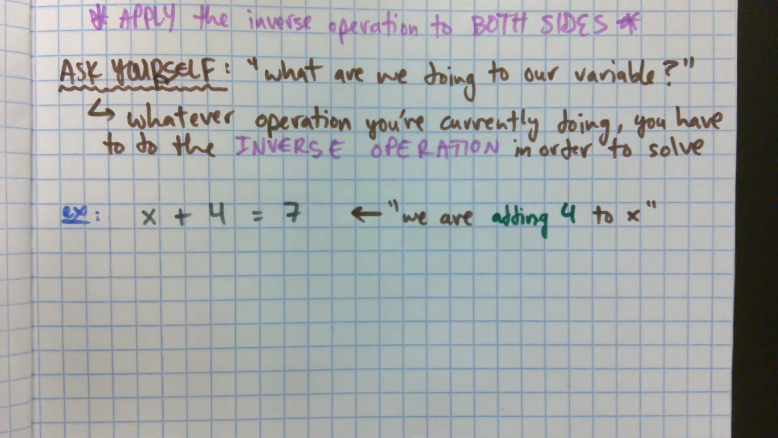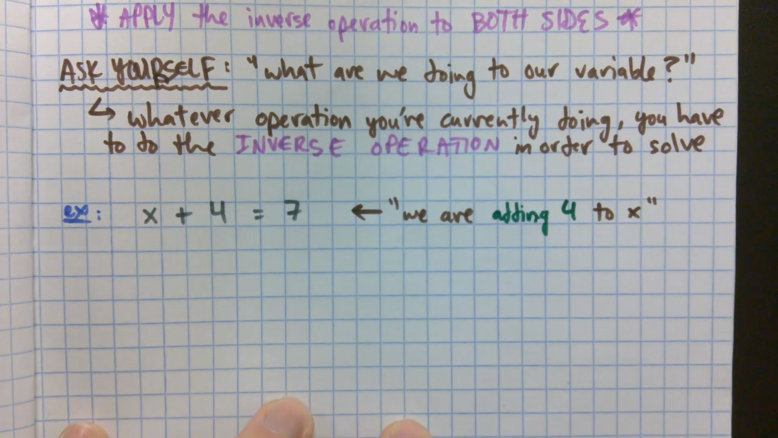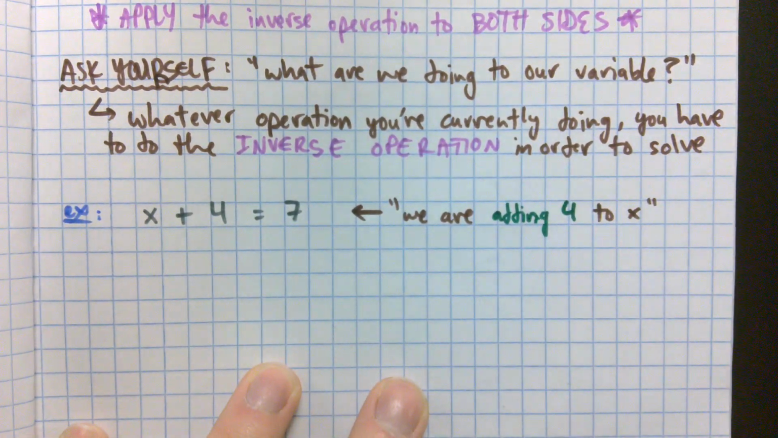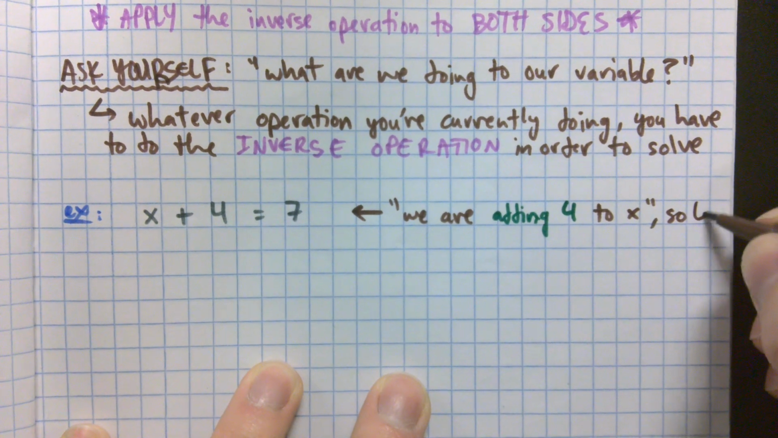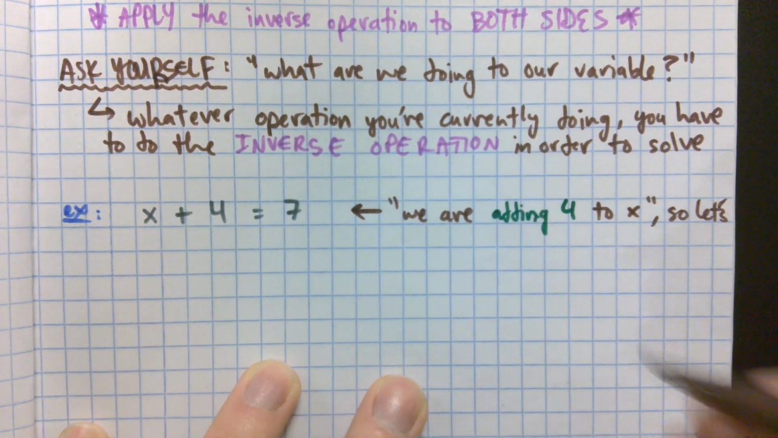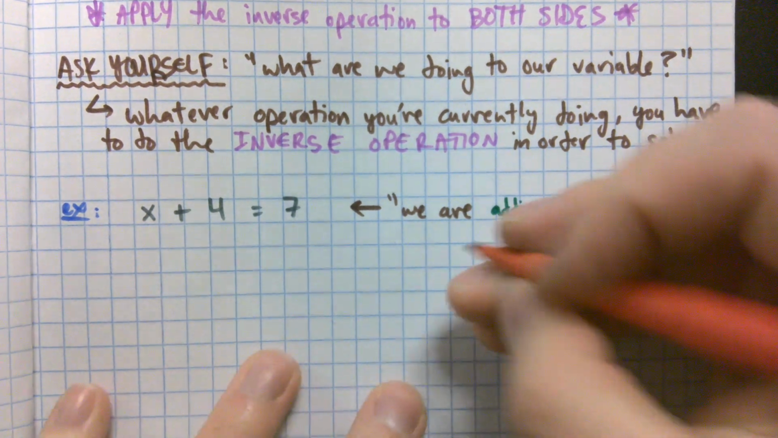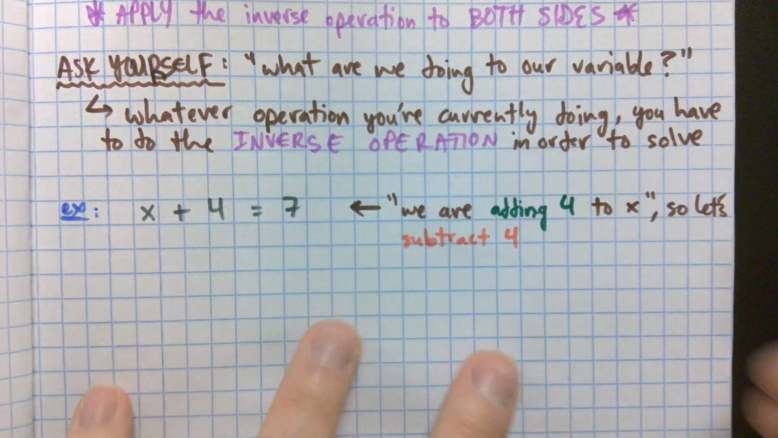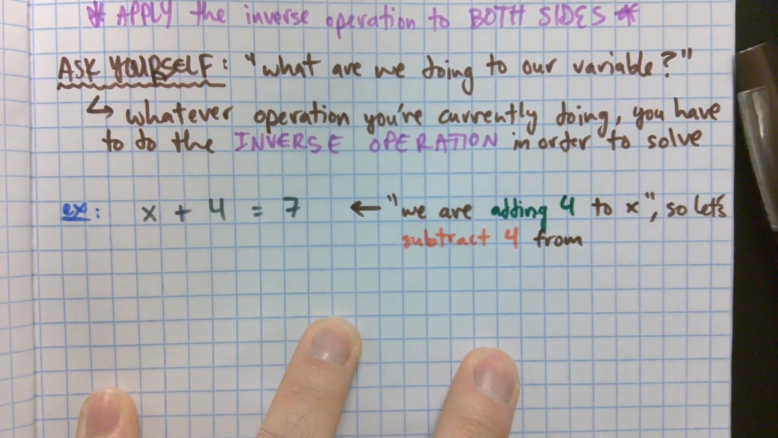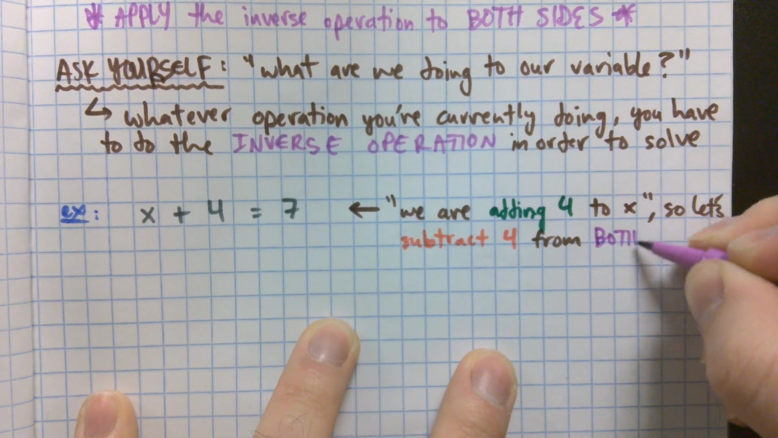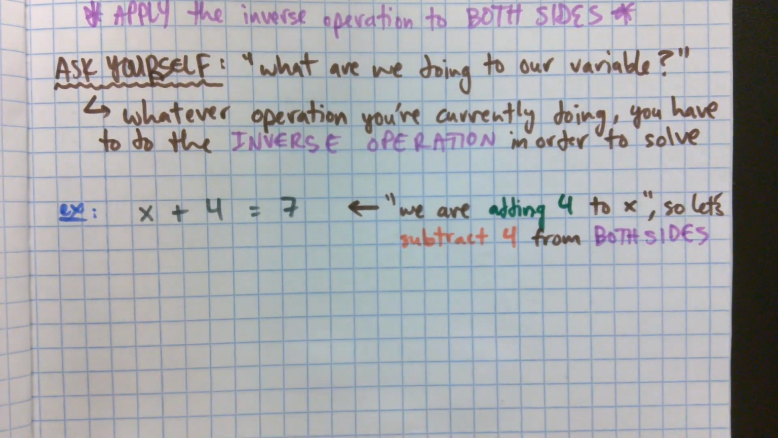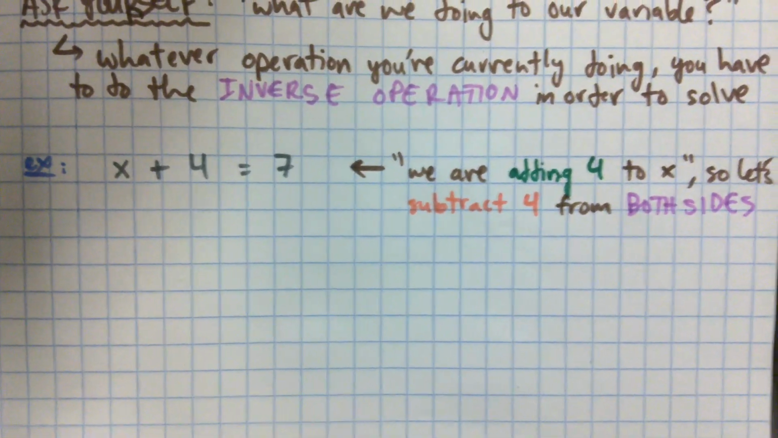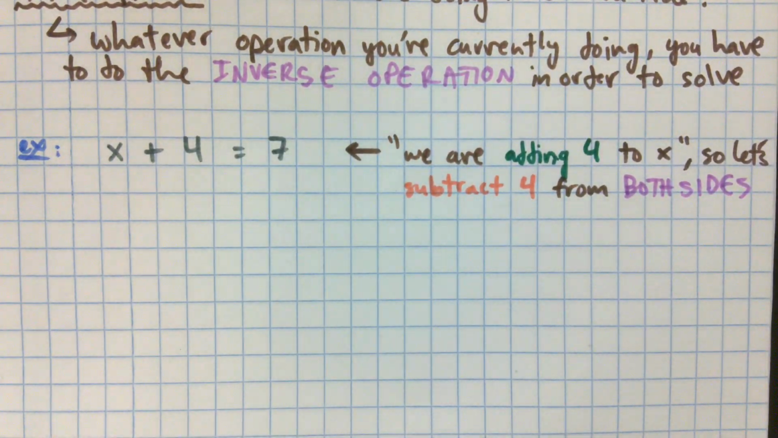What's the opposite of adding? Subtracting. So because we're adding 4 to x, let's subtract 4 from both sides. We can think of an equation kind of like a scale, right? Not like a digital scale that you just step on, an old school scale where you have to balance things on the left and the right side, right? Everything has to be balanced.